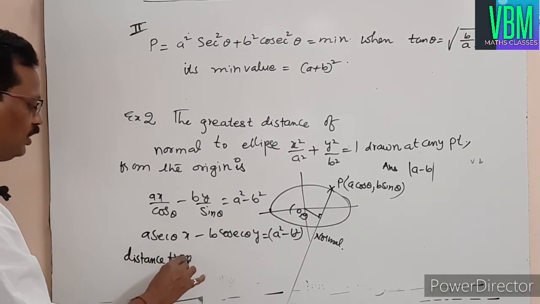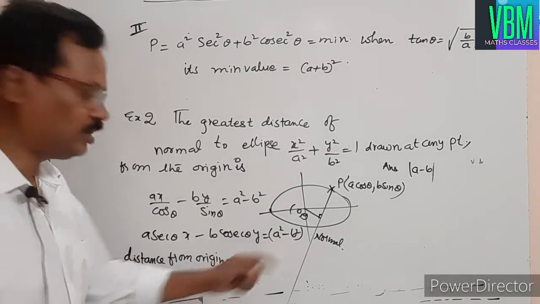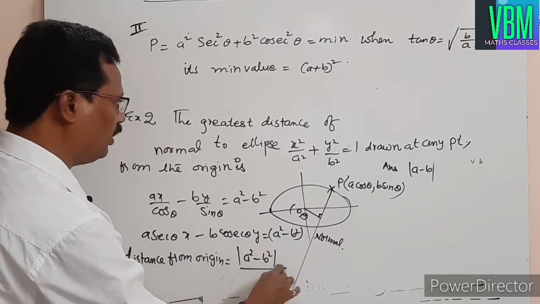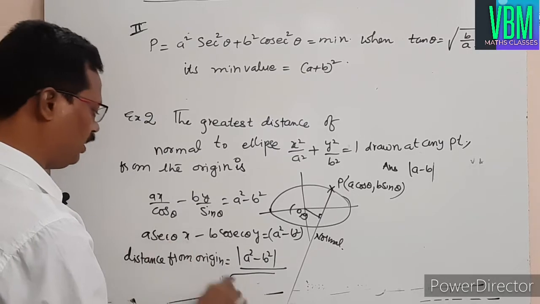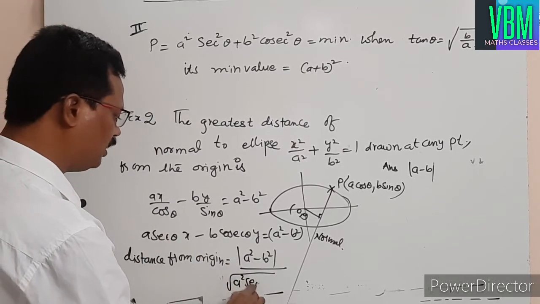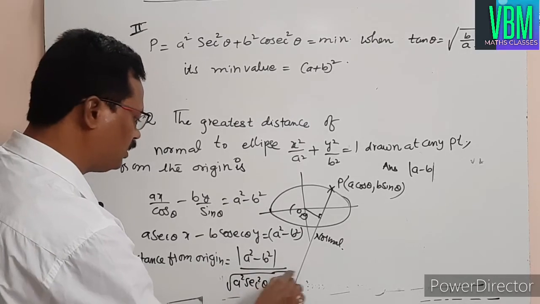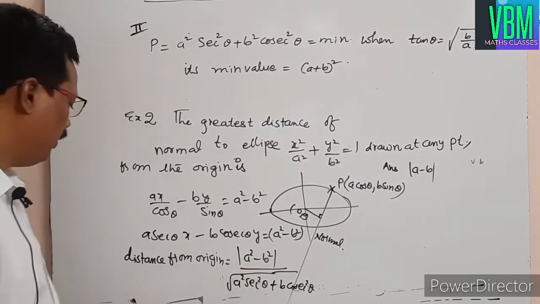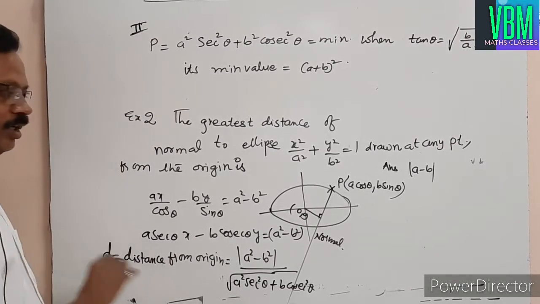Distance from origin, that is modulus of A square minus B square by under root of x coefficient square A square sec square theta, y coefficient square B square cosec square theta. Now we want this distance maximum. This is a distance D.